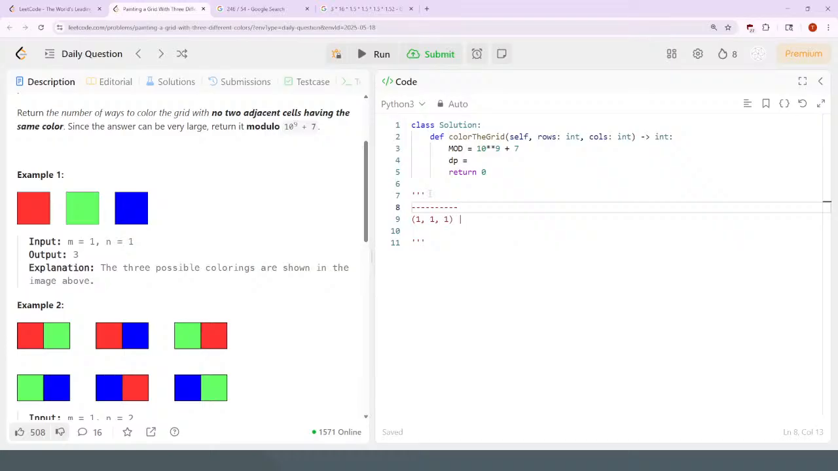And then this spot, if I extend it out, the number of ways that I can end up with this thing being red is equal to the number of ways that I can have this thing be green or blue added together. So it's like 2, 2, 2. Right.